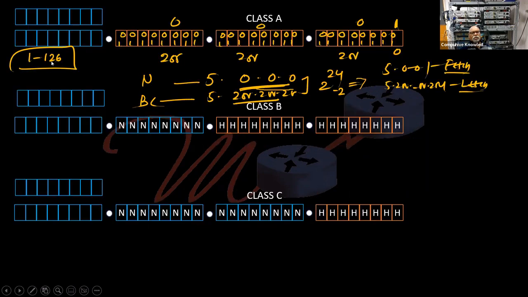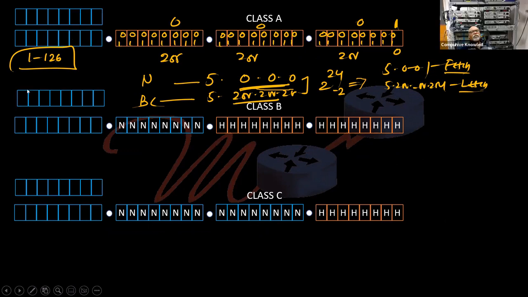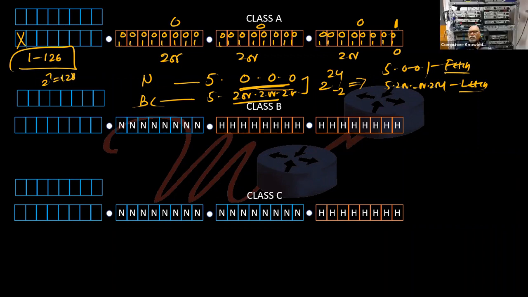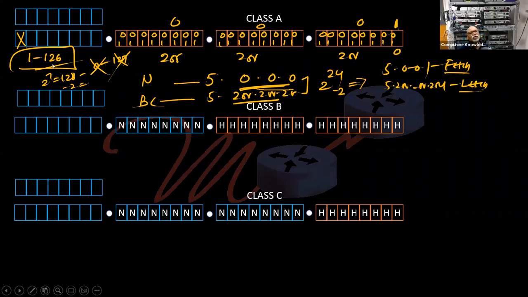How many networks are possible? You see, class A, you have 8 bits for network, right? So 8 bits network means how many? 256 would have been possible. But 1 bit is fixed. Correct. So 2^7, that is 128. That is 0 to 127. But we said 0 and 127 we don't use. So minus 2, so 126 networks. Or you can see the simple number, right? 1 to 126.